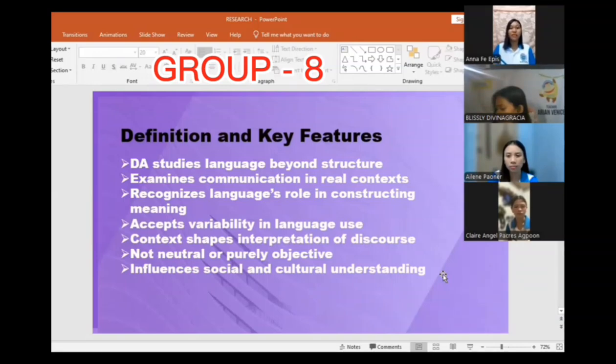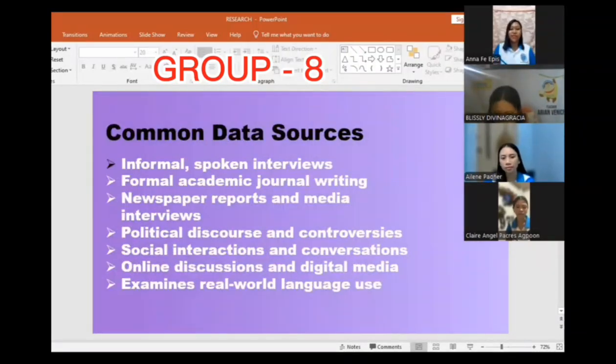It helps in understanding social interaction by analyzing the language. Discourse analysis helps us understand relationships, power dynamics, and cultural differences. The common data sources of discourse analysis are informal conversations and interviews. They often study natural and spoken interaction to see how people communicate in everyday life.